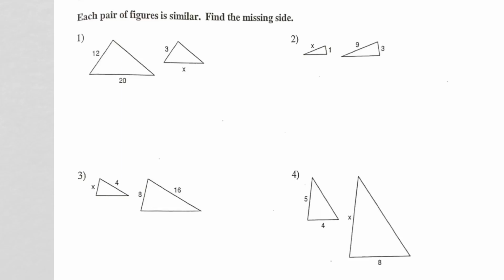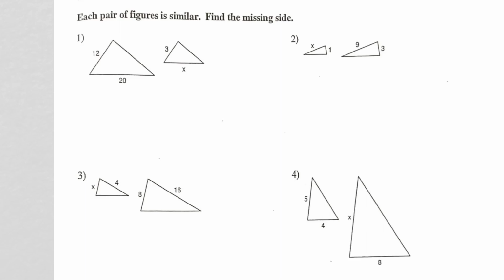Good afternoon. Today we're going to talk about finding the missing side in similar triangles. Now, what are similar triangles? Well, similar triangles are triangles that are proportional to each other. What that means is, if you look at corresponding sides, there is some scale factor or value that you can multiply against the smaller triangle to get the corresponding side's length of the larger triangle.